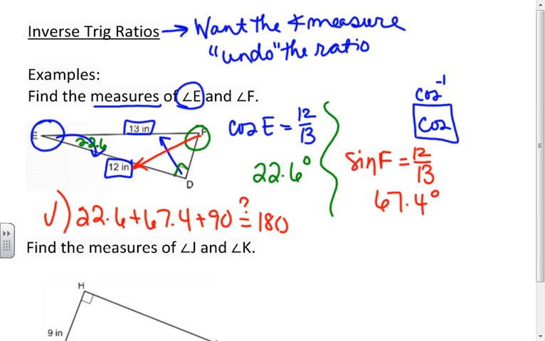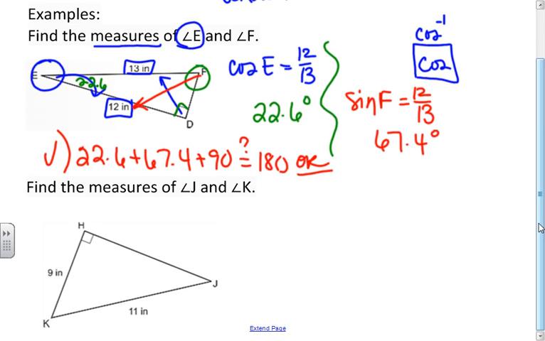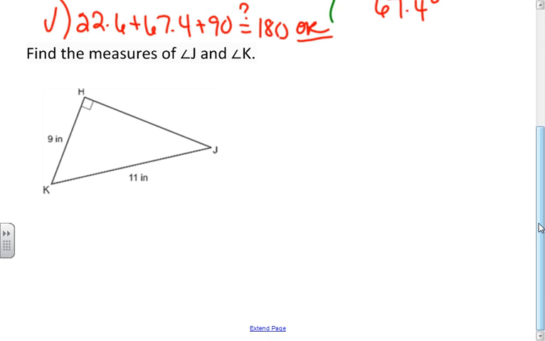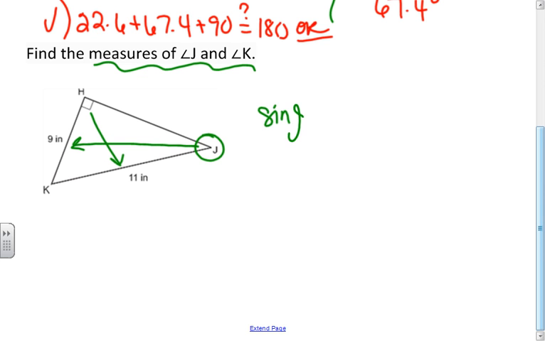Now you have to allow for a little bit of rounding error, but within a bit, you should come out at 180. So you need to be very careful with your directions whenever you're asked to find angle measure or ratio, what exactly it is you're finding. So J, in relation to J, I know hypotenuse and I know opposite. So the sine of J is equal to 9 over 11.